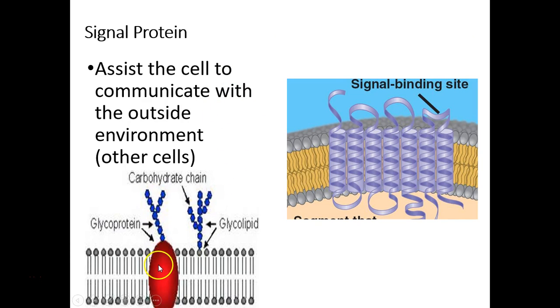So you have a glycoprotein. So you have a protein with a carbohydrate chain on top of it. And then you don't forget about the glycolipids. Glycolipids, instead of being attached to a protein, are attached to a phospholipid. So it's called a glycolipid.